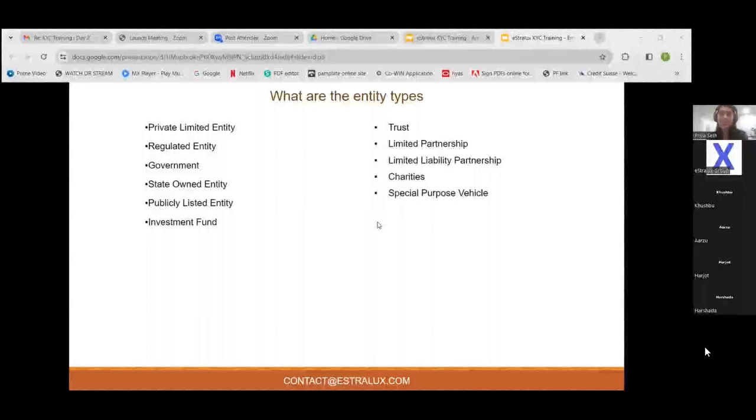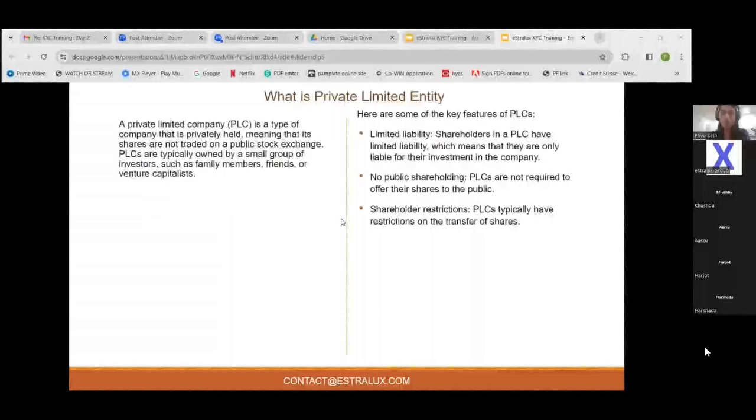Then we are yet to do investment fund. Trust we did, where there are three parties, trustor, trustee, and the beneficiary. And then we did limited partnership. So yes, we have to do today investment fund, charity. Charities also we did, I believe. We have to do special purpose vehicle and limited liability partnership. So let's start with limited liability partnership, because we left with limited partnership. Okay, so let's go in there.